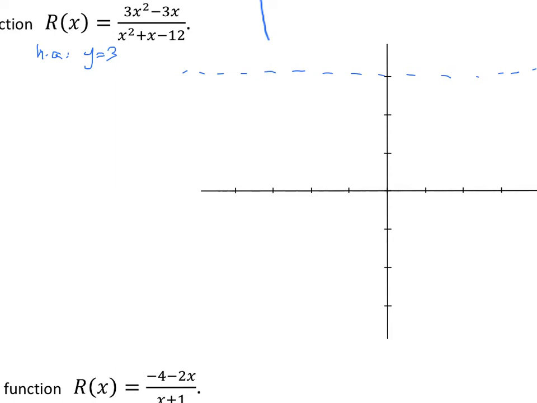Okay, vertical asymptote. We got to factor first. So we factor a 3x out here, and we get x minus 1. And on the bottom, that factors into x plus 4 and x minus 3. So vertical asymptote's at x equals negative 4 and x equals positive 3.